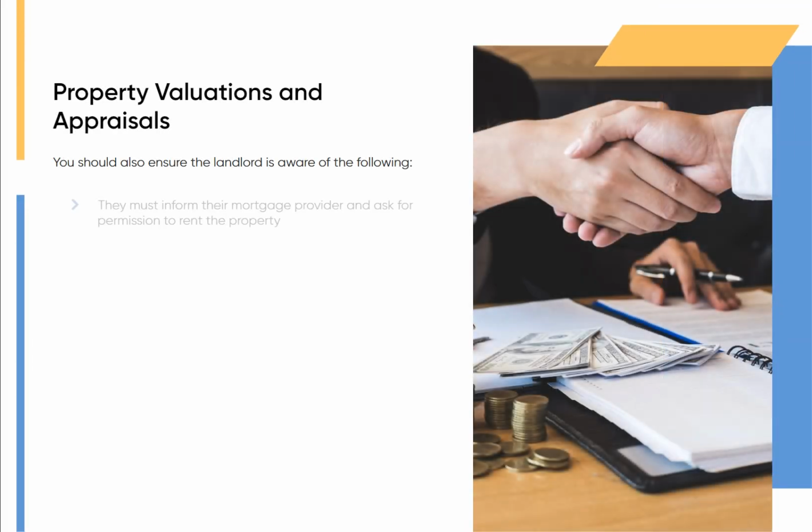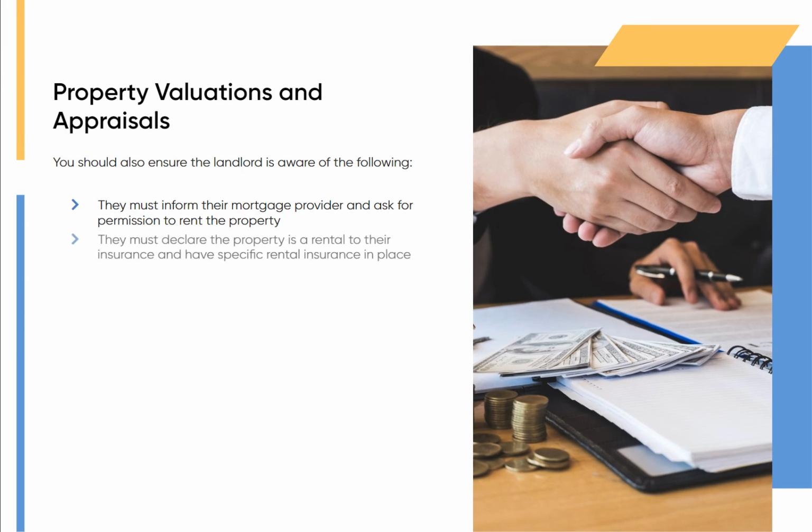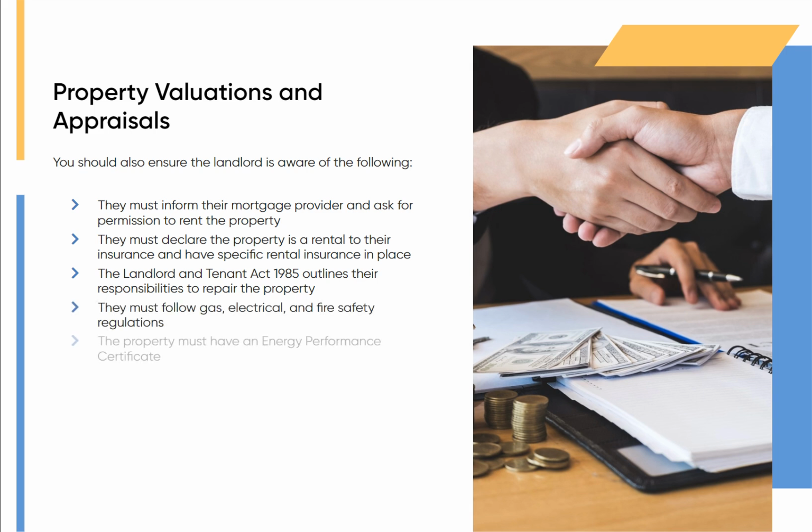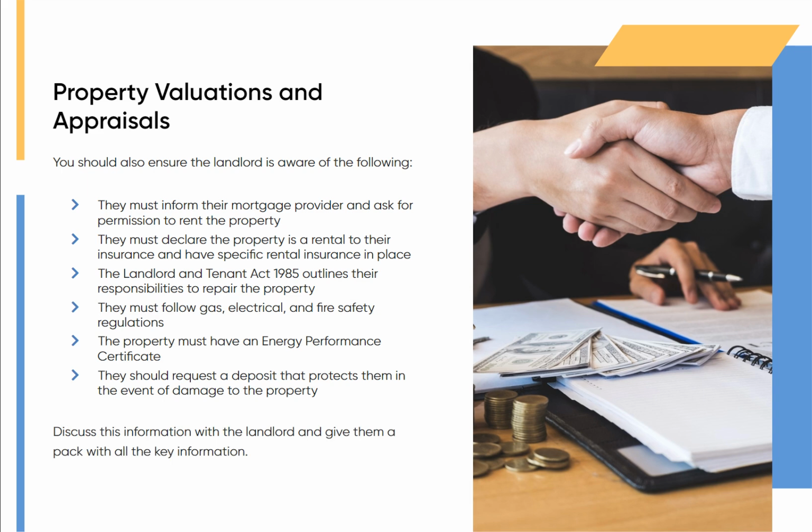You should also ensure the landlord is aware of the following. They must inform their mortgage provider and ask for permission to rent the property. They must declare the property is a rental to their insurance and have specific rental insurance in place. The Landlord and Tenant Act 1985 outlines their responsibilities to repair the property.